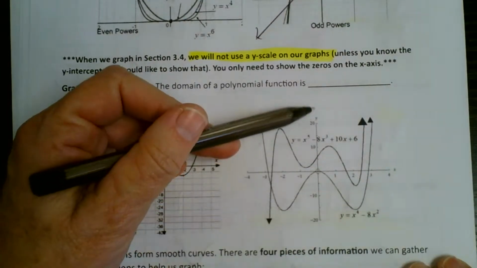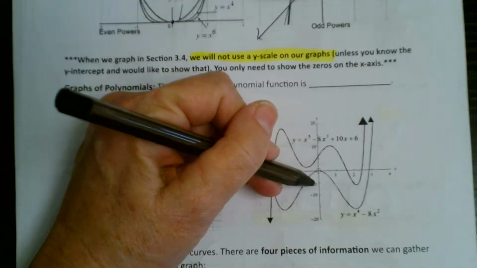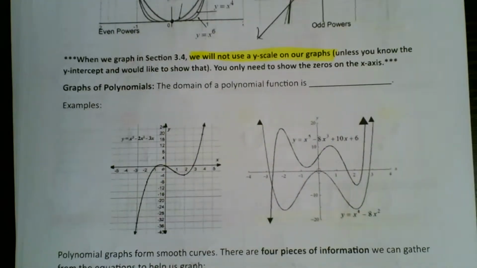What are they counting by on the Y's here? Okay, for the tick marks, it's by 5s. Good eye, okay? So we are not going to put any numbers on our Y-axis. So our graphs are not going to be exactly accurate. The features that will be correct will be our end behavior and our zeros and our crossings at the zeros.